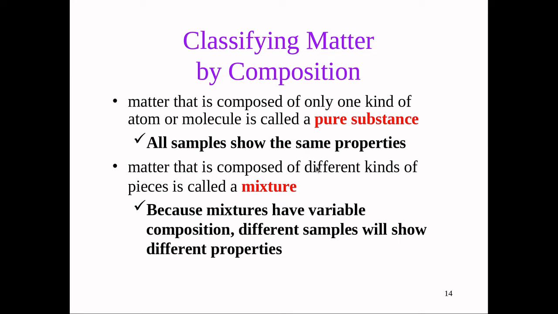Whereas a matter that is composed of different kinds of pieces, different kinds of pure substances, that makes it a mixture, well, now we're going to have different properties that are going to depend on the composition of that specific mixture, okay? If you have salt water and you add just a little salt, that's going to have different properties than if you added a whole bunch of salt to it, okay? So the ratios between the different components of the mixture are going to change its properties.